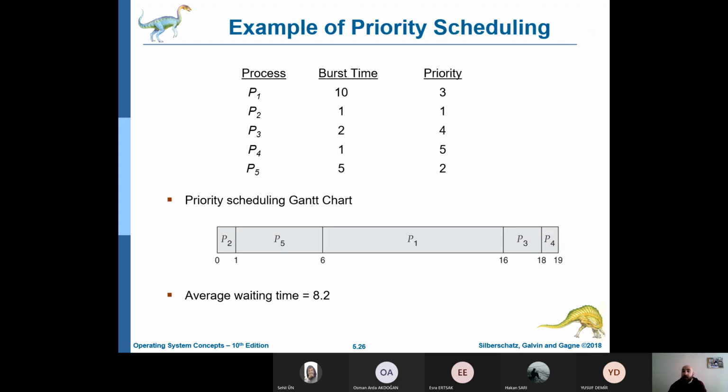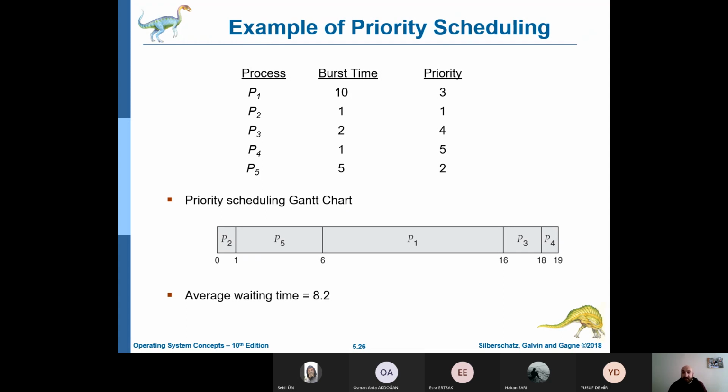Here we have an example. Consider this set of processes, assumed to arrive at time 0 in the order P1, P2, P3, P4, P5, and their burst times are 10, 1, 2, 1, and 5 respectively. And we have priorities attached to every process. The priority of process 1 is 3, process 2 is 1, process 3 is 4, process 4 is 5, and process 5 is 2. We said that the lowest number will be the highest priority in our case.